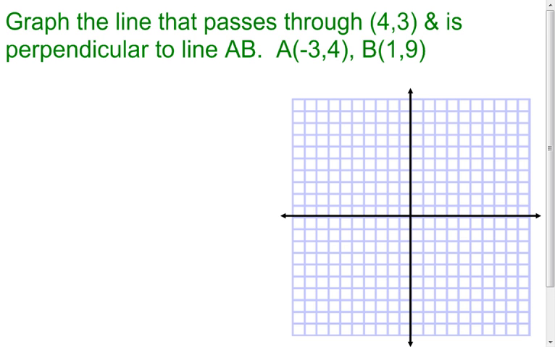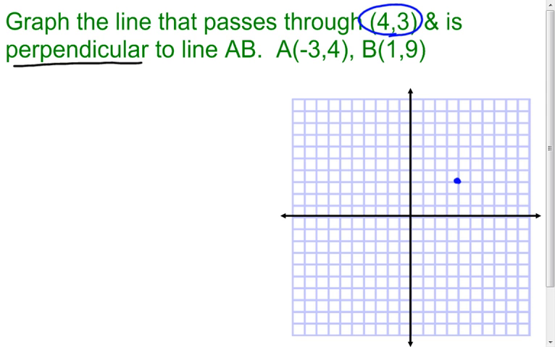On this one, I want to do a little bit of graphing. And notice we want to graph a line, and we want our line to go through this point. So before I go any farther, since I know it has to go through 4, 3, I'm going to plot that point. 1, 2, 3, 4, 1, 2, 3. There's my point 4, 3. I know my line has to go through that point. But then I want my line to be perpendicular to this line AB. And I know line AB goes through -3, 4, and 1, 9.